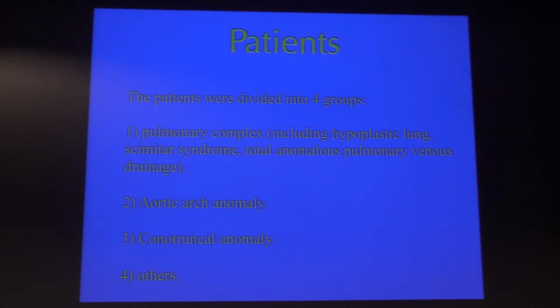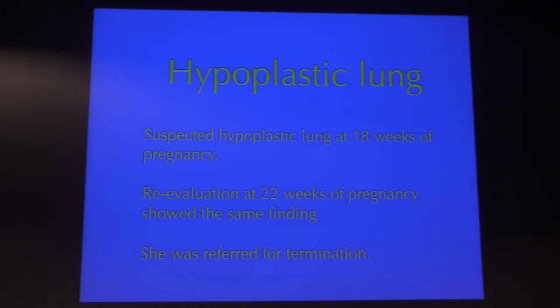We divide the patients into 4 groups: pulmonary complex, aortic arch anomaly, conotruncal anomaly, and others. Few examples. Suspected hypoplastic lung at 18 weeks of pregnancy. Re-evaluation at 22 weeks of pregnancy showed the same finding. She was referred for termination.